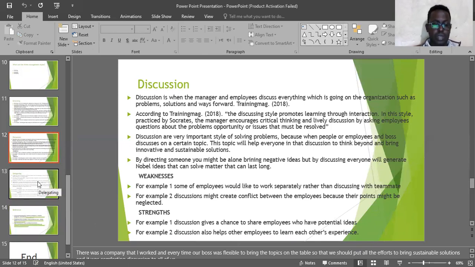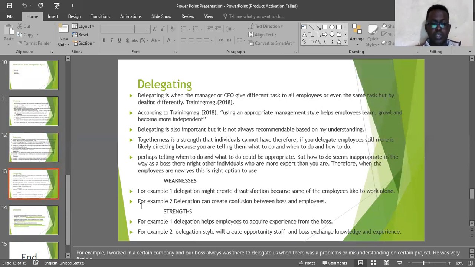So now let us go to the last one, which is delegation. Delegation is when the manager or CEO gives different tasks to employees, and even some of the same tasks, but dealt with differently. This is according to the Training Mark. According to the Training Mark, using an appropriate management style helps employees learn, grow, and also become more independent.